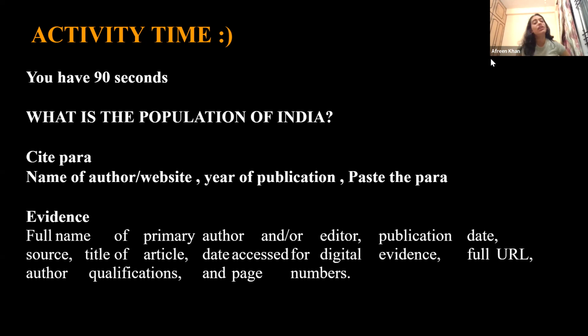I hope you all are working on it. What is the population of India? I want you all to tell me the population, and then you have to tell me where you got it from. So how would you cite it in your speech? And then I want you to send me the evidence card in the chat box. So this is an activity time for you all.